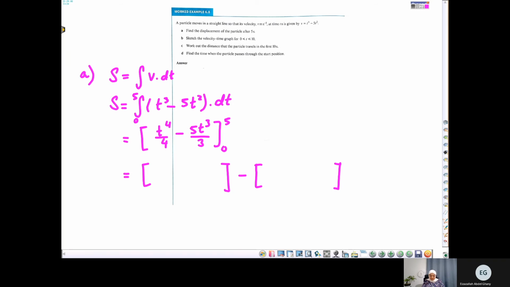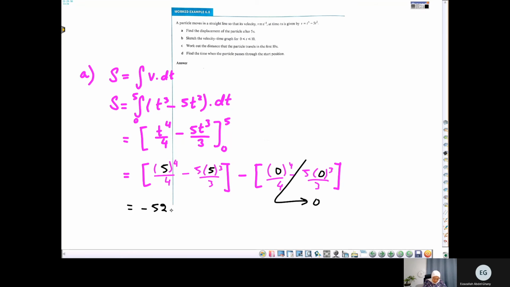Remember, there is a button, the calculator, which integrates, substitutes, and subtracts and gives the final answer. You put here brackets, power 4 over 4 minus 5 brackets cubed over 3, and substitute here for 5s and here 0s. Of course, this bracket will give you a 0. And when you calculate, the final answer will be negative 52.1 meters. This is part A.